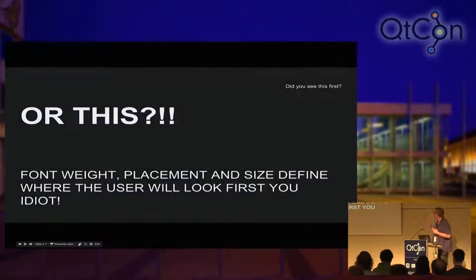It's this thing. You see this first or this? Font weight, placement, and size define where the user will look first. This will continue, by the way. This is the theme of the thing. It's essentially the importance of actually placing things correctly, actually thinking of which is the biggest text, because your user will always see the biggest text first. It will also see things like if it's bright red, it'll notice that, but that's the previous slide. This is more or less about placing things correctly on a screen.